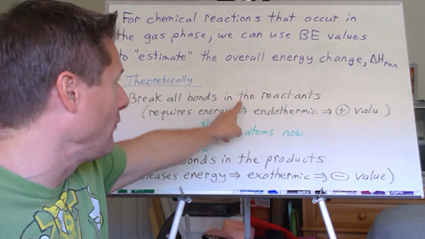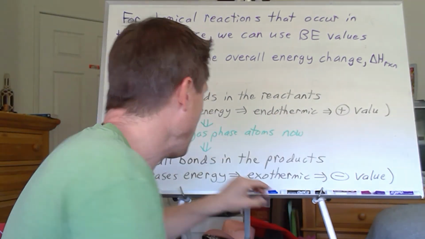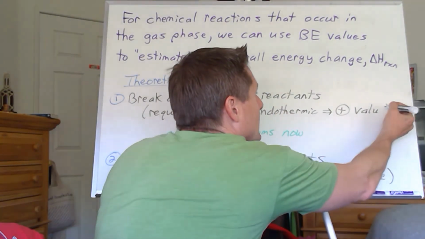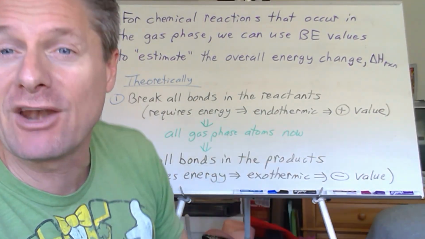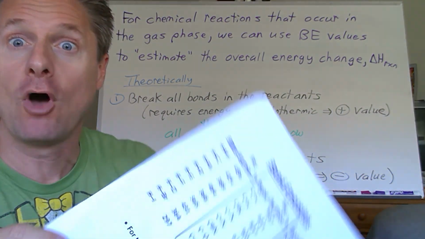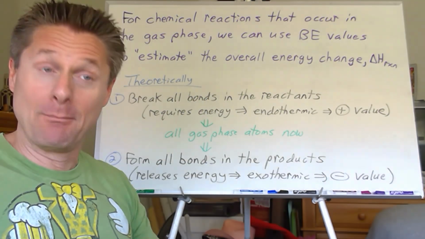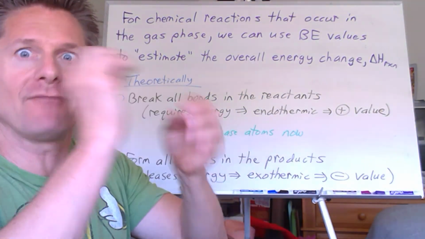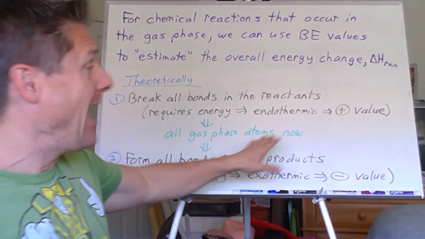We broke all of those bonds, which requires energy, right? That's endothermic. So that will be a positive value. Breaking all of the bonds requires energy. It's endothermic. It's going to be a positive value. And if we knew all the bond energies, we could calculate that. We might have 20 different bonds, so we'd have to do 20, or it could take forever, but it's doable, right? Theoretically.